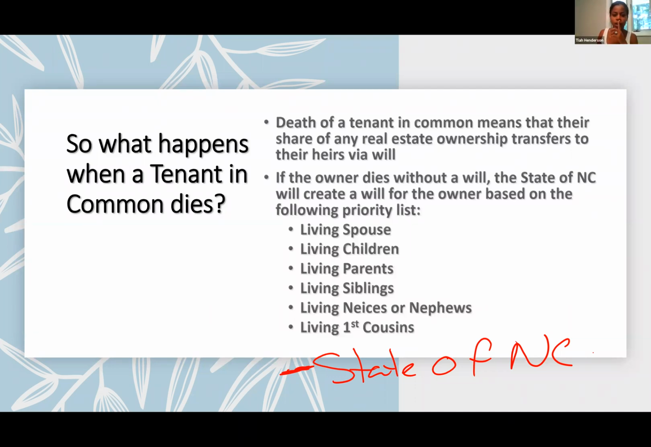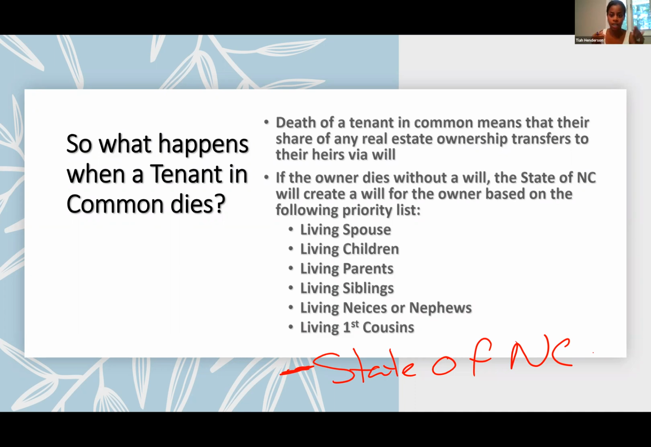Can I ask a question really quick? Sure. Look, my brain processes differently. So in this case, with this list right here, let's say there's a spouse and there's children. Will they take those people and divide that, or are they going to go with the first? Okay, so it's going to be whoever's first in line.